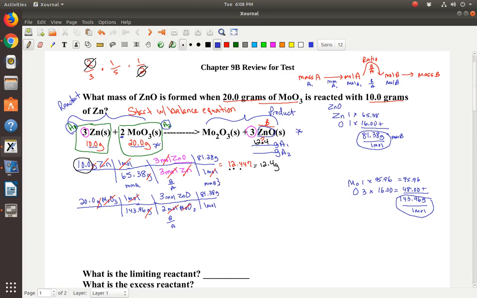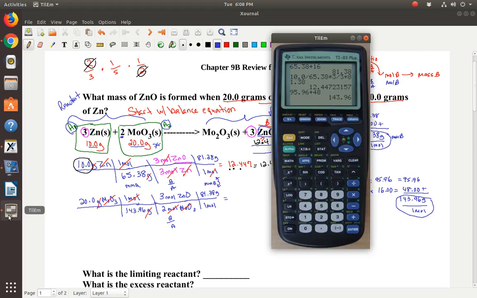I used it up here and down there. And so now I just got to put it in and calculate my new number. So 20 divided by 143.96 times 3 divided by 2. Notice I don't even worry about simplifying it. Just put it in. Times 3 divided by 2 times 81.38. I get 16.95.